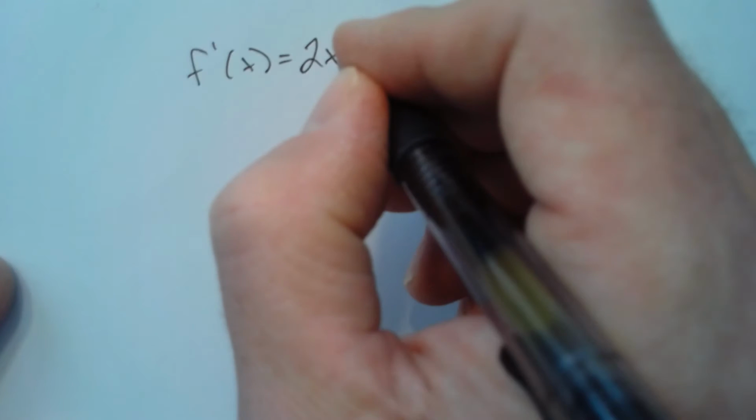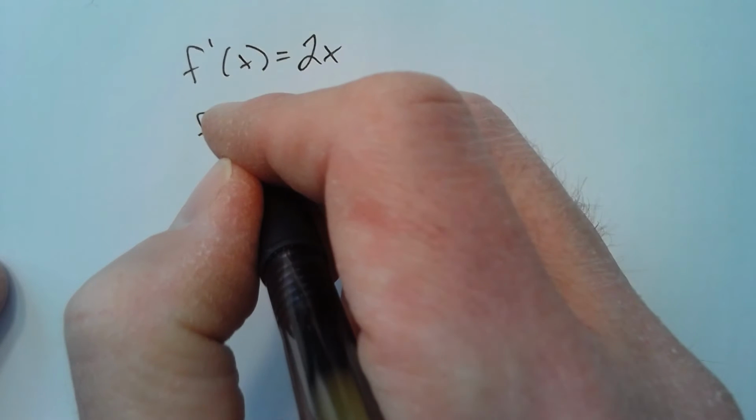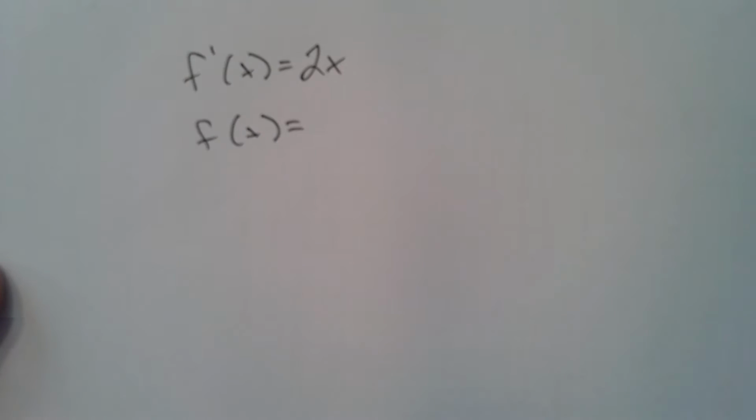Okay, so the first half of calculus is all about the derivative, if you haven't figured that out by now. The second half is going to be all about the antiderivative. So if you are given, let's say, f prime of x, so the derivative is 2x, are you able to find out what the original is? If the derivative is 2x, what is my original?